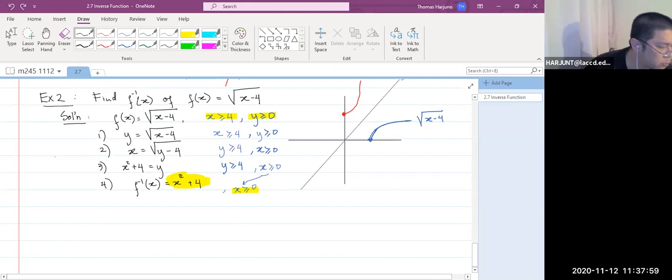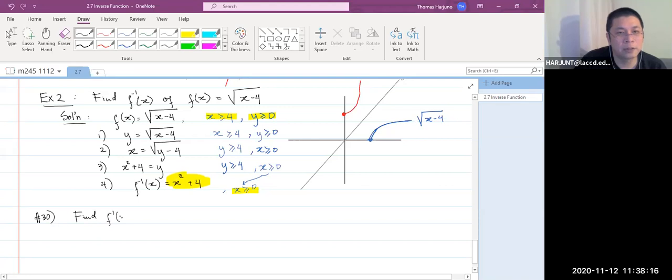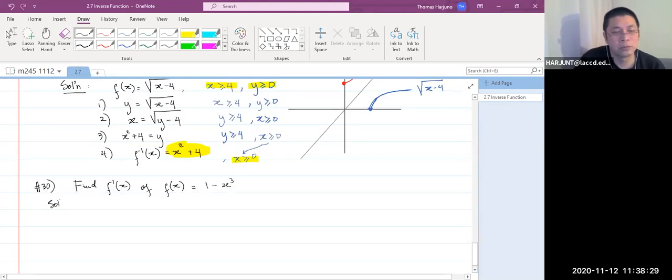For example, I do number 30. Find f inverse, the inverse function of f(x) = 1 - x cubed. Solution. Step 1, I change f(x) to y. Step 2, I swap x and y, so x becomes y, y becomes x. And then step 3, I solve for y.